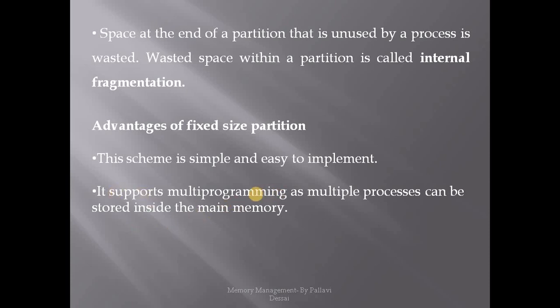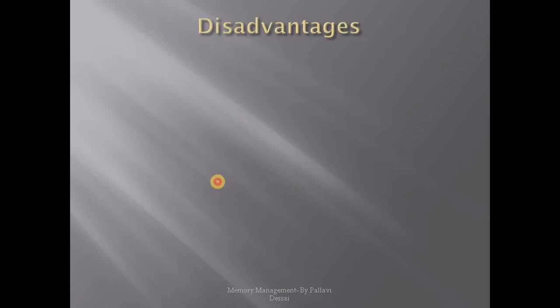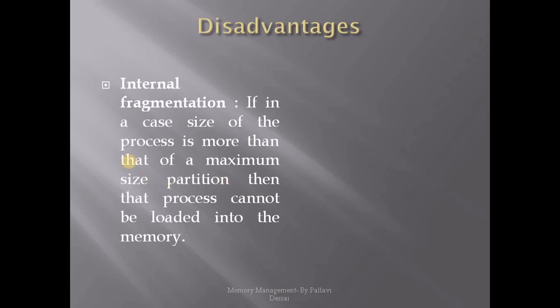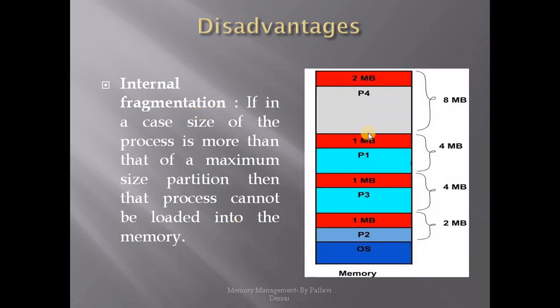This partition also has some disadvantages. The first disadvantage is internal fragmentation, which we have discussed previously. You can see over here that the memory is divided into 4 partitions. The first partition, that is of 8 MB, has been allocated to process P4. The size of process P4 is 6 MB. So 2 MB of memory is wasted.